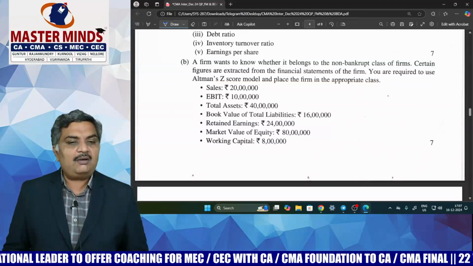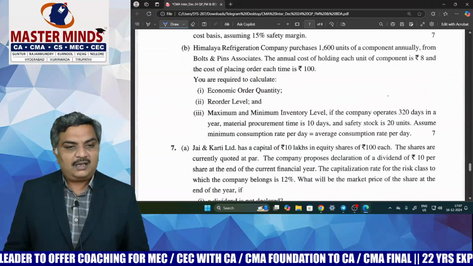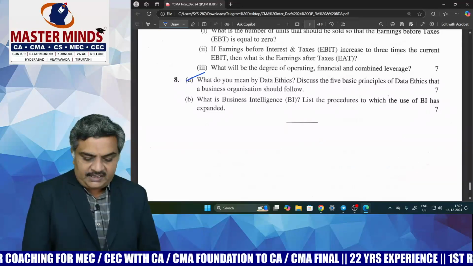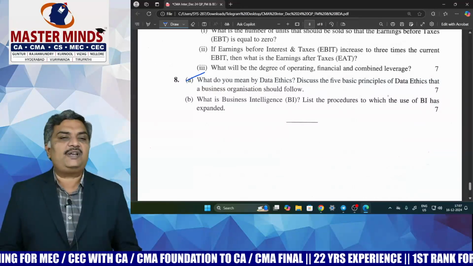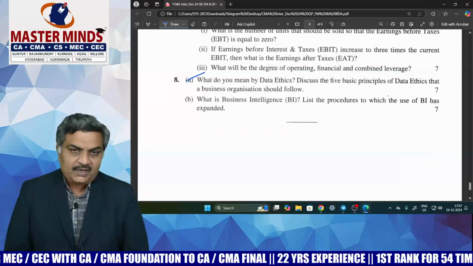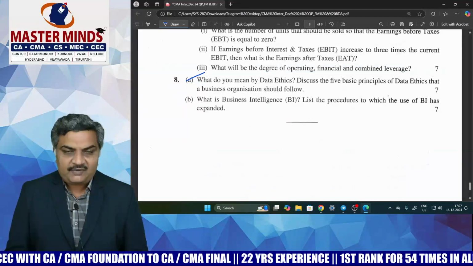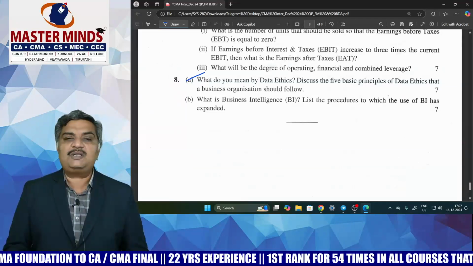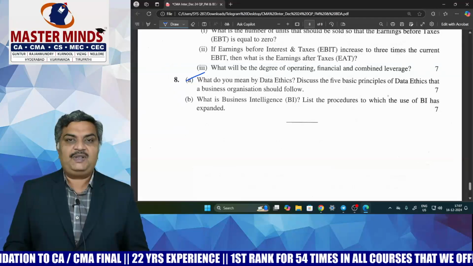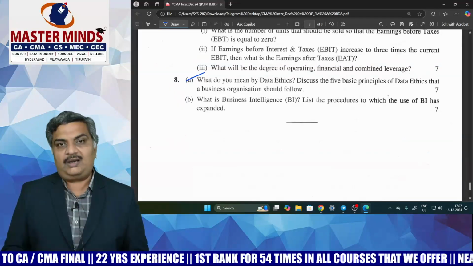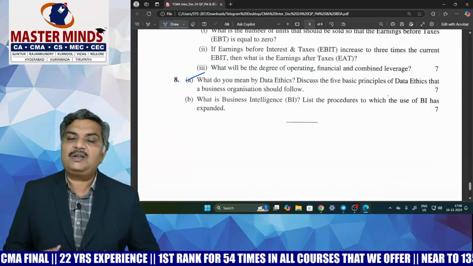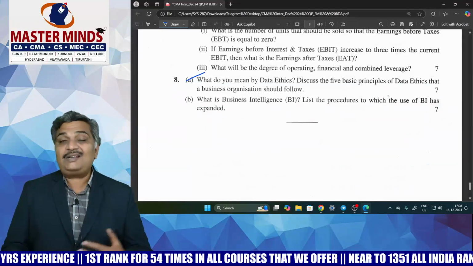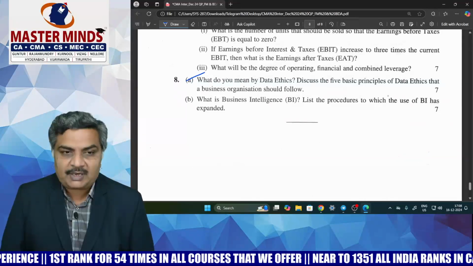And now coming to the last question related to business data analytics. What do you mean by data ethics, and discuss the 5 basic principles of data ethics a business organization should follow. For example, the principle of privacy, the principle of intent. Likewise, we have 5 principles of data ethics which we need to honor and follow to protect and respect the privacy of people. While you are collecting data from others, you need to follow those 5 principles.